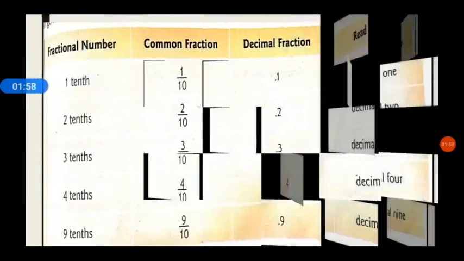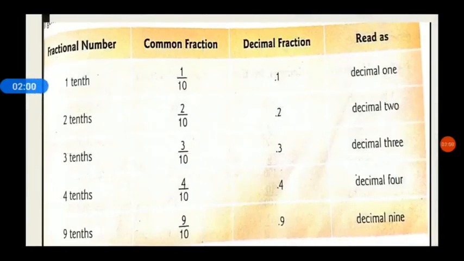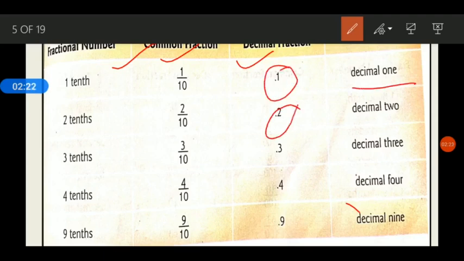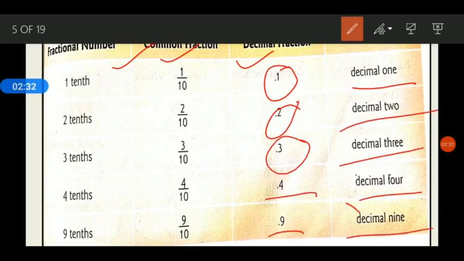Come to the next page, and again one chart is given. Here it is written the same. How to read it? Now we understood how to represent the fraction number in common fraction and decimal fraction. Now how do we read the decimal fraction? So this 0.1 we read as decimal 1, 0.2 as decimal 2, 0.3 as decimal 3. Understood? Similarly 0.4 decimal 4, 0.9 decimal 9.